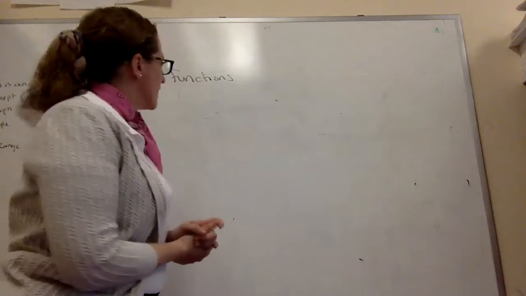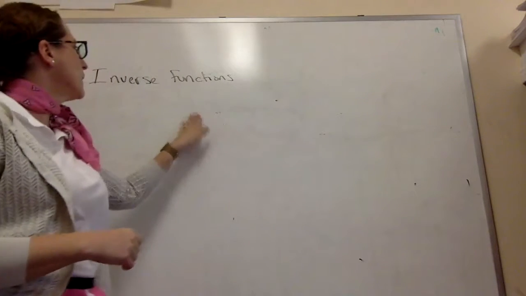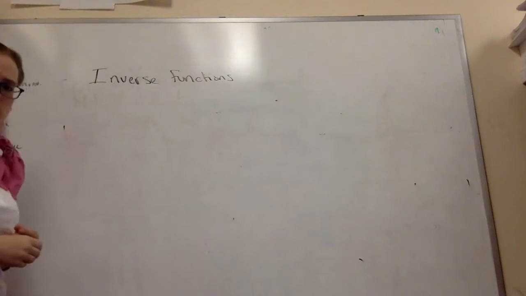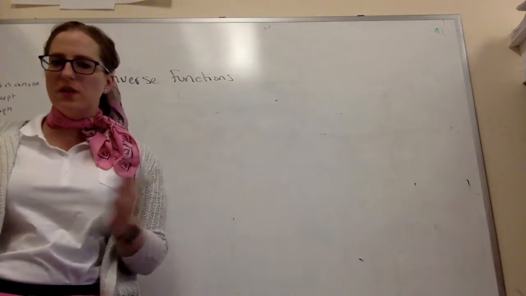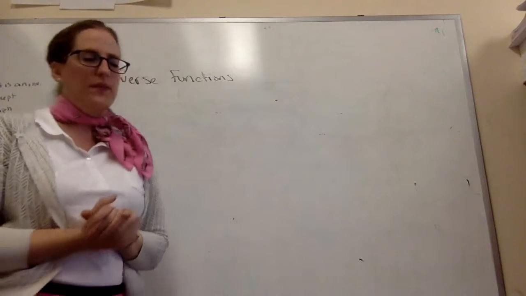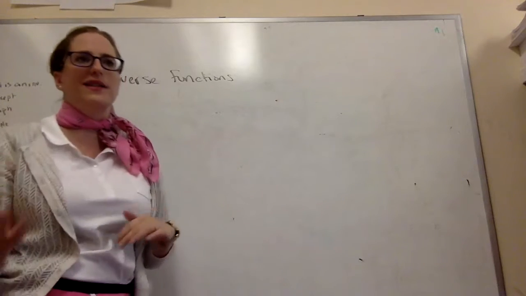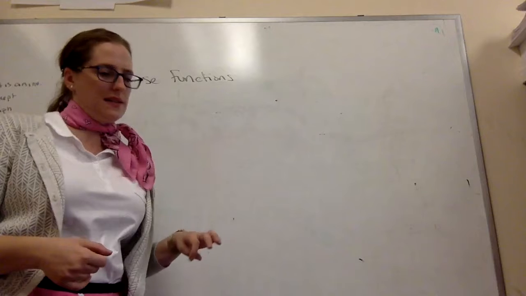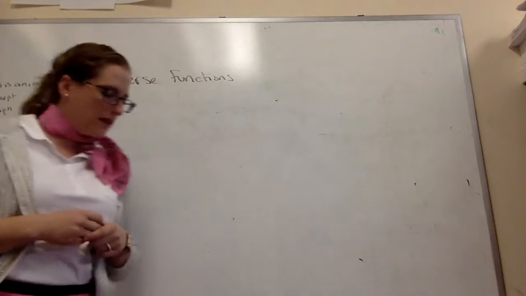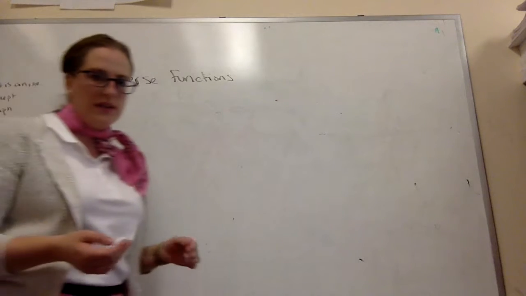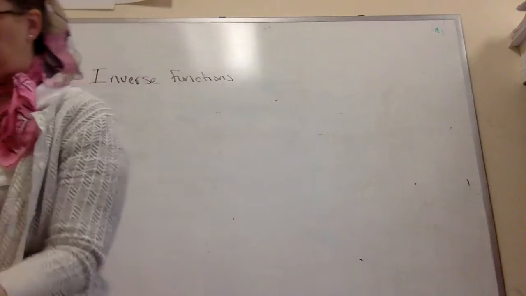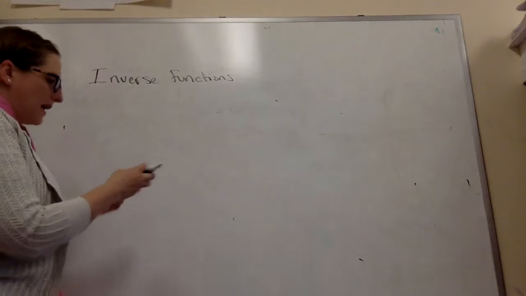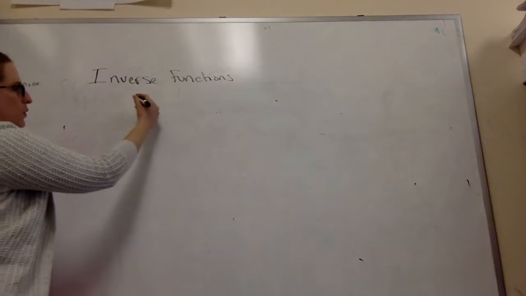But let's go ahead and talk about inverse functions. Okay, inverse functions. What does inverse mean? Well, an inverse is an opposite or an undoing action. So the inverse of day is night. The inverse of up is down. Now, when we're talking mathematically, inverse functions undo one another. So mathematical inverses undo one another.